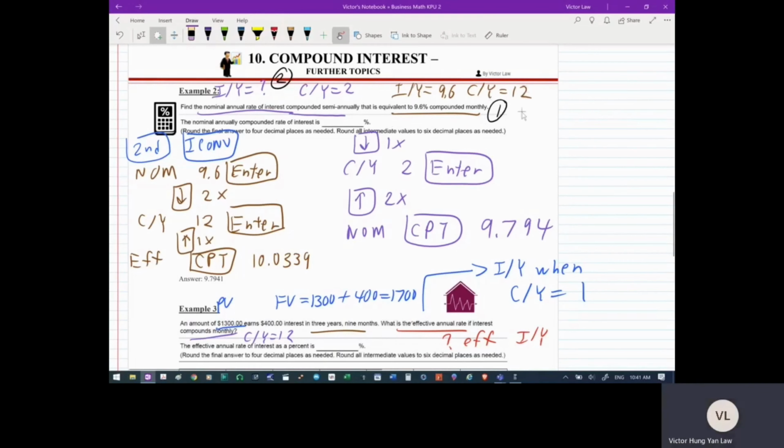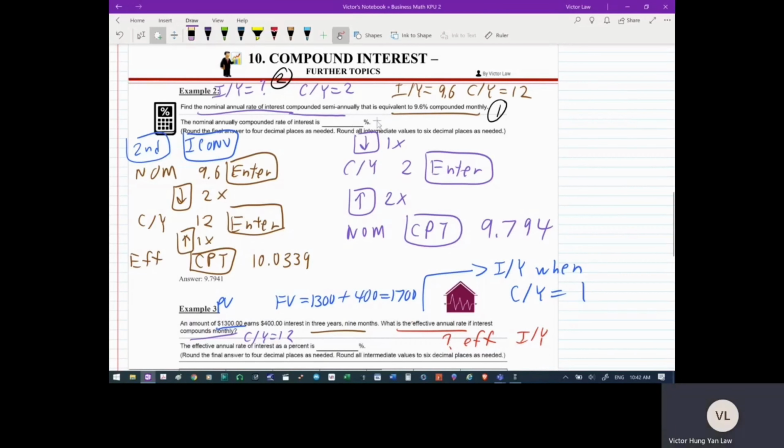So this is the first interest rate that we're given: IY is 9.6%, and CY is 12. For the second interest rate, we know that it is compounded semi-annually, so the compounding per year for the interest rate that we're solving for is 2 times a year. That's the CY for the rate we're solving for. Basically, we want to find an interest rate that is equivalent to the 9.6% compounded monthly. So we're looking for the equivalent interest rate.